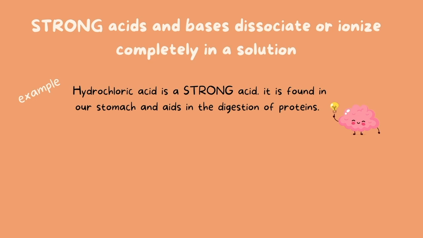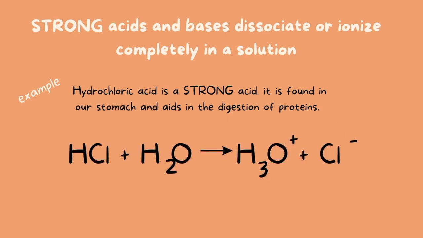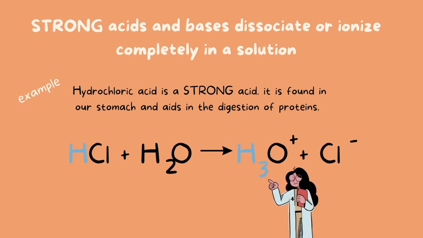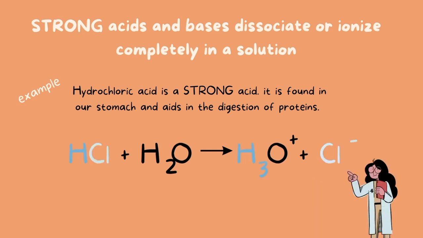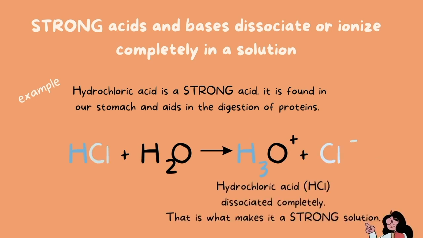I just want to emphasize that hydrochloric acid is an example that the TEAS loves to use often. So make sure you know what hydrochloric acid is and what the molecular formula looks like. So this is the chemical equation we're going to be working with. If you look closely, notice that HCl, or hydrochloric acid, dissociates completely apart. The hydrogen is donated to H2O, and that becomes H3O+, and the chlorine becomes a chloride ion all by itself. So because hydrochloric acid dissociated completely, that is what makes it a strong solution.